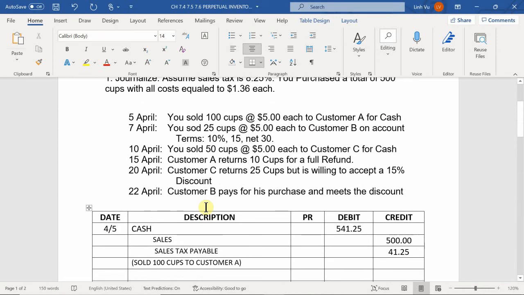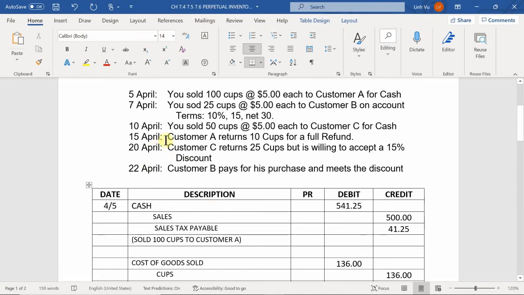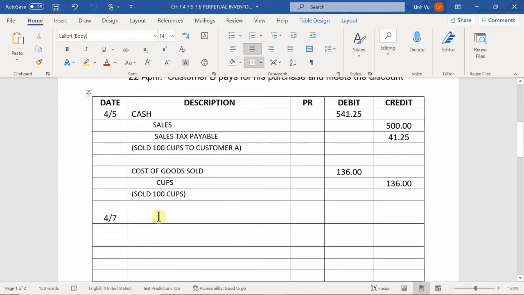Is it the same? Cash, sales, and sales tax? But did we receive cash, or how did customer B pay me? Oh, no. On account. It's accounts receivable. So in this case, it'd be accounts receivable. But yes, the general idea is the same, except the only difference here is how they paid us. So in this case, customer B owes me money. Okay, so there you go, accounts receivable. But we still have the sales and sales tax, right?